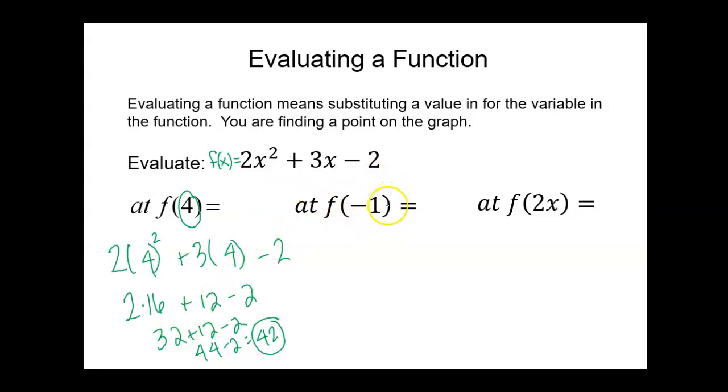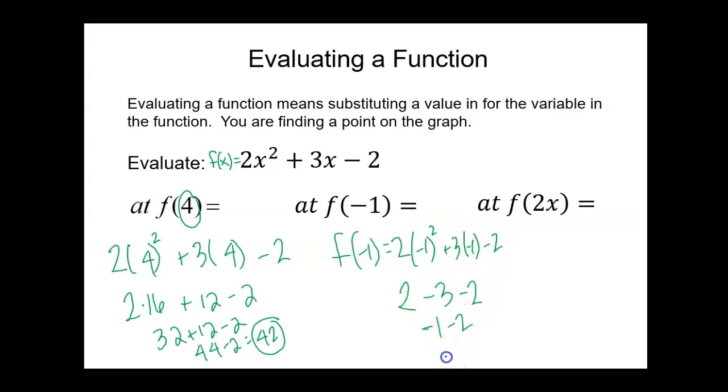Okay, and then now negative 1 is going to be our input. So I'm putting it in here. So f of negative 1 would be equal to 2 times negative 1 squared plus 3 times negative 1 minus 2. So negative 1 squared, negative 1 times negative 1 is positive 1. So this is just 2 times 1, or 2. 3 times negative 1 is negative 3, and then minus 2. So 2 minus 3 is negative 1, and then minus 2 more would be negative 3.